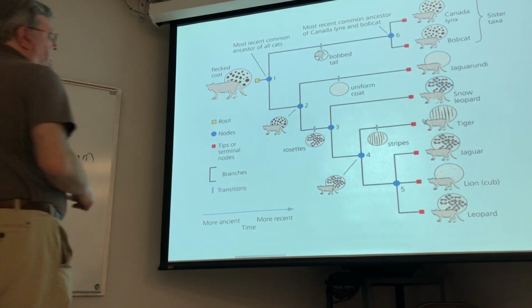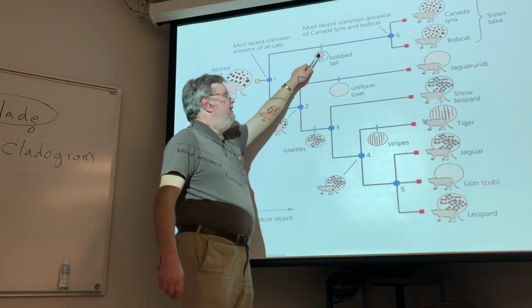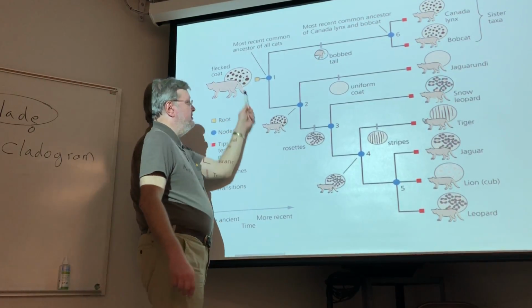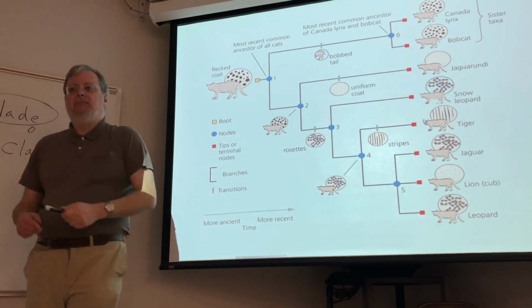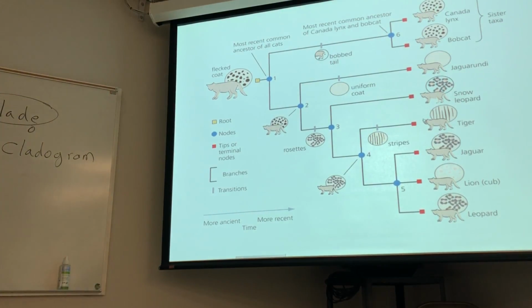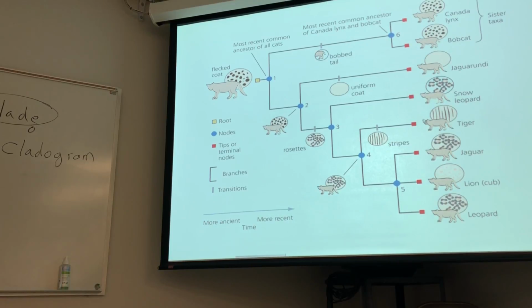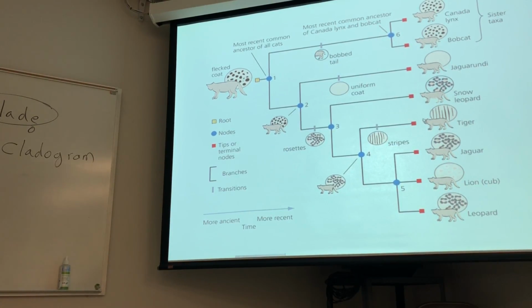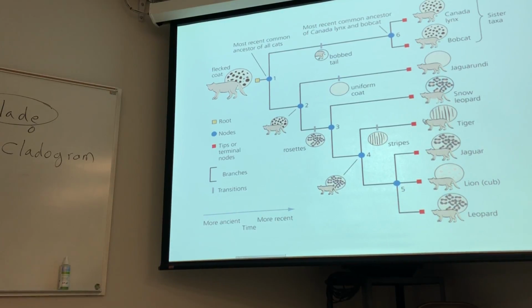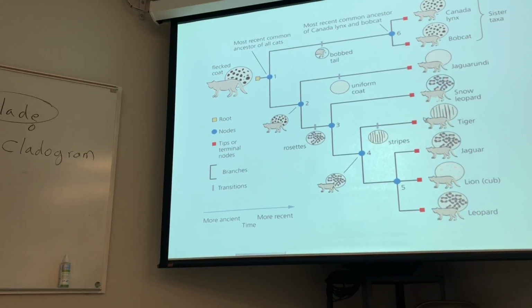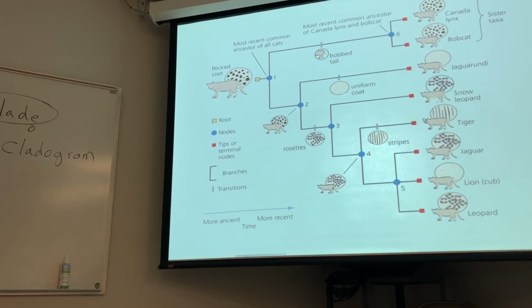All right, so here we have the bobtail. That's a transition. That transition, of course, did not occur here. That's an evolutionary transition, a new evolutionary character. All right, so those are some of our concepts. Now we have to get into Willy Hennig's various terms, apomorphy, plesiomorphy, and synapomorphy. I won't even use symplesiomorphy, that's too weird.